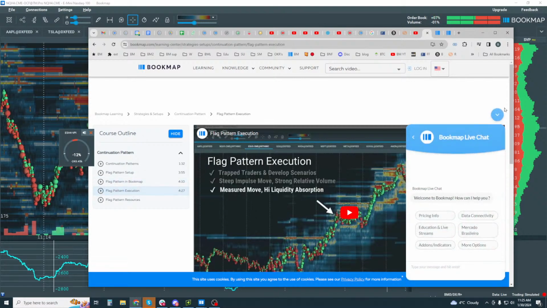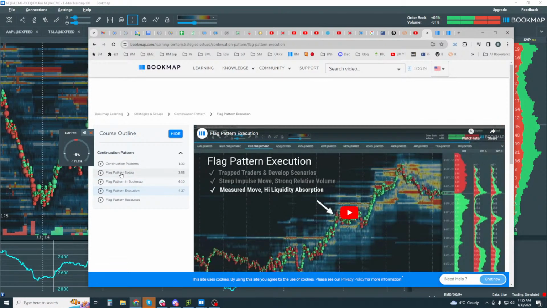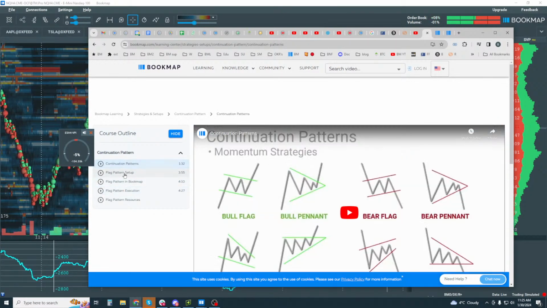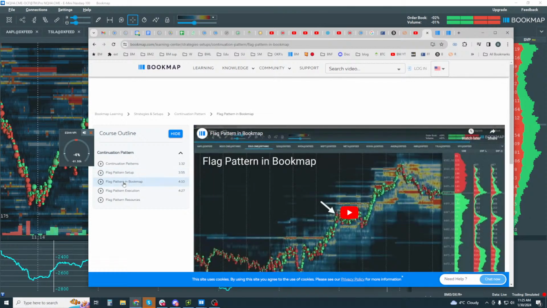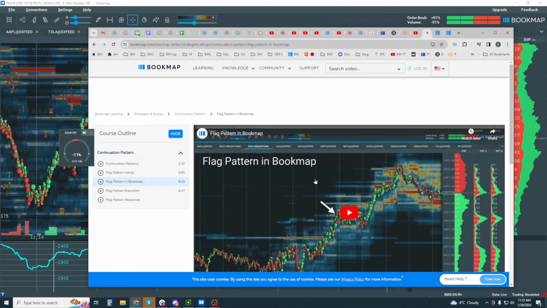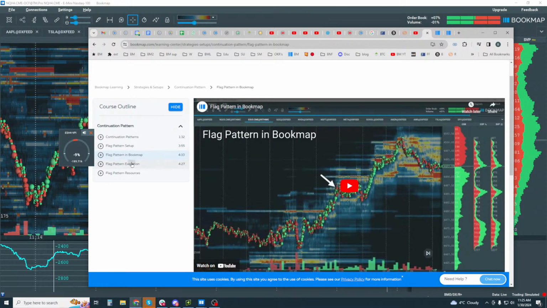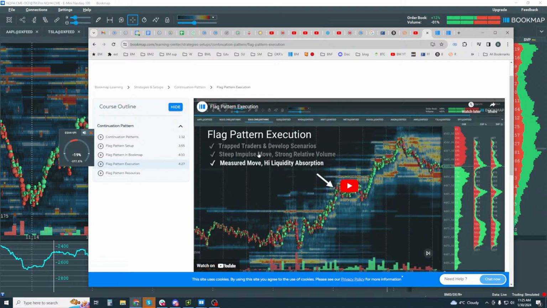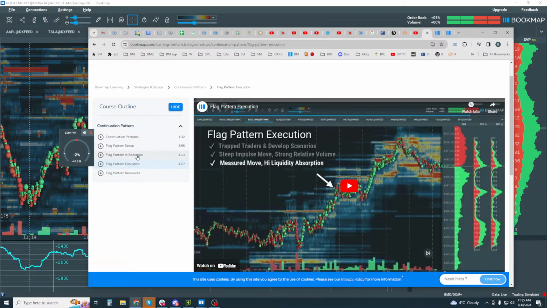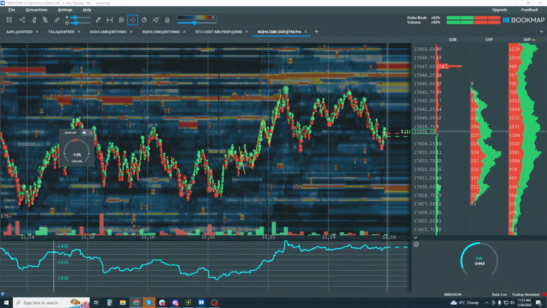Okay, we did it on purpose this way so that first you understand continuation patterns in general. Very short video. Then we went over the flag pattern in diagram and also management, and then we go over what it looks like in Bookmap, and then we go over the different criteria that you're looking for within that setup, right? So you've got the full thing here, right? And broke it down.